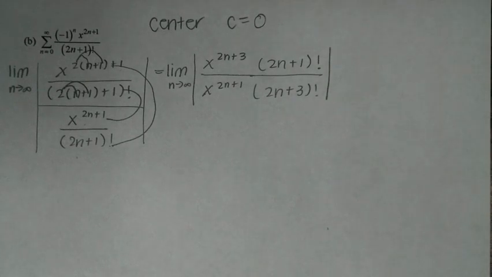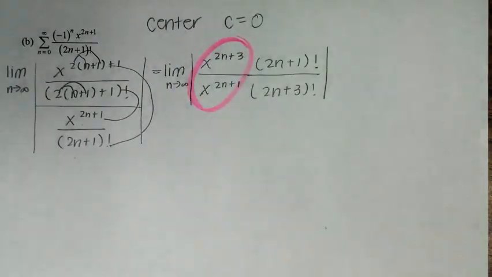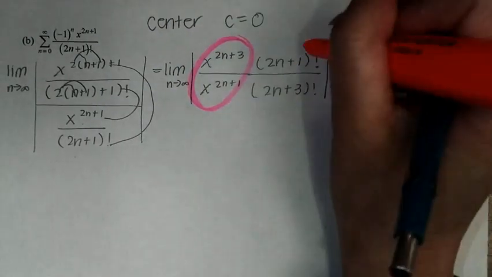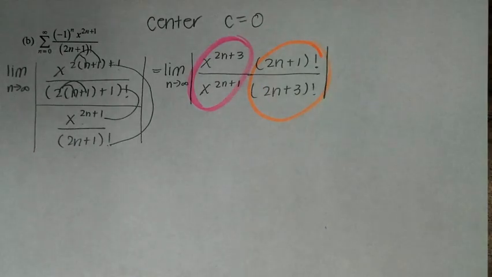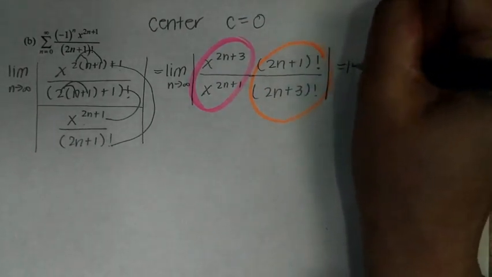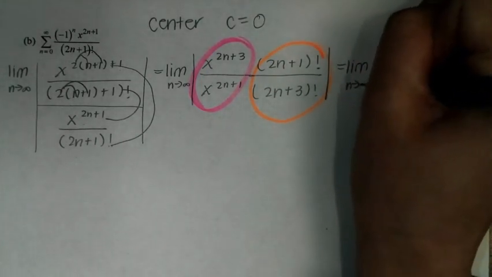Now going back to highlighting and things like that, let's see if we can cancel out stuff here, and let's see if we can cancel out stuff here. So what happens here? Look at the x's. If you apply the exponent properties, what happens here?